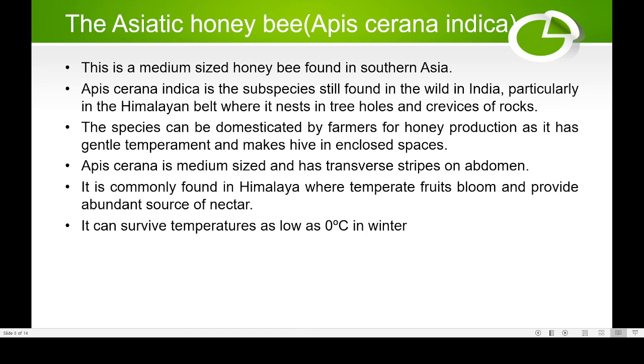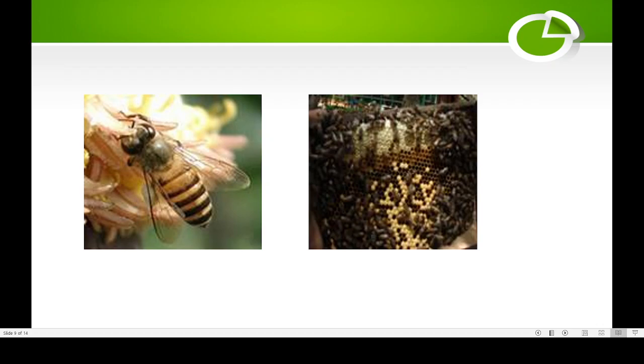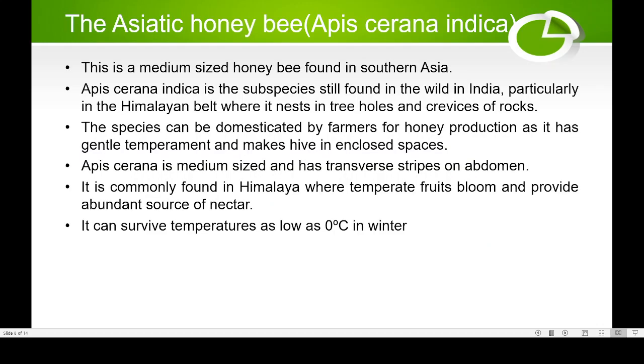So the Asiatic honeybee is another species. Most of the time it is found in Himalayan regions where temperate fruit blooms provide an abundant source of nectar, because it needs a slightly cooler place. That is why this Asiatic honeybee is present in the Himalayan region. It can survive temperatures as low as 0 degrees. So this is the third species. Here you can find Apis cerana indica. There is some difference, and the size of the hive is also smaller compared with the rock honeybee.